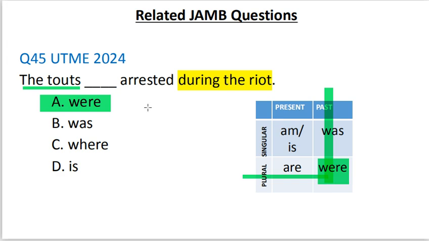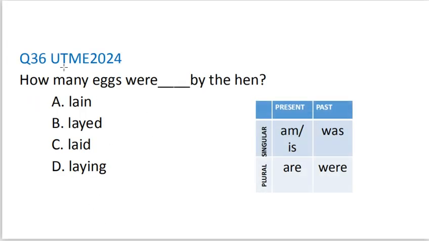To the second question, question 34, UTME 2024. How many eggs were dashed by the hen? A, laid. B, layed, L-A-Y-E-D. C, laid, L-A-I-D. D, laying.